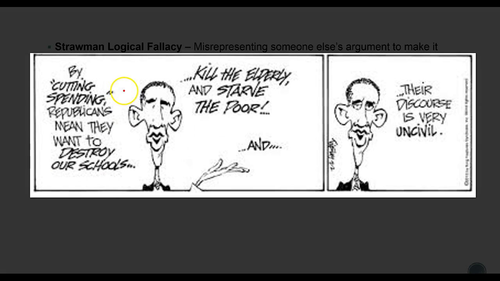So here's an example of a strawman logical fallacy, and this is a spoof of President Obama. And it says, by cutting spending, Republicans mean they want to destroy our schools, kill the elderly, and starve the poor, and their discourse is very uncivil. So in this case, probably Republicans don't want to destroy our schools, kill the elderly, and starve the poor, but that's the way Obama is misrepresenting their points of view. So this is a good example of strawman, because that's not really the point of view of the Republicans.